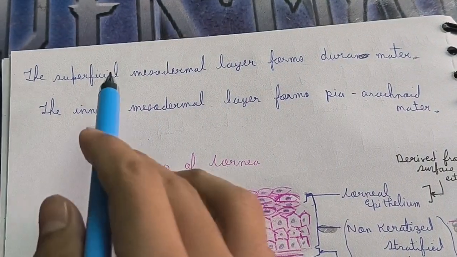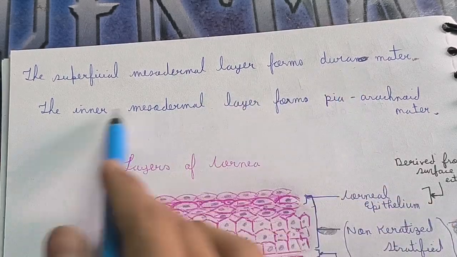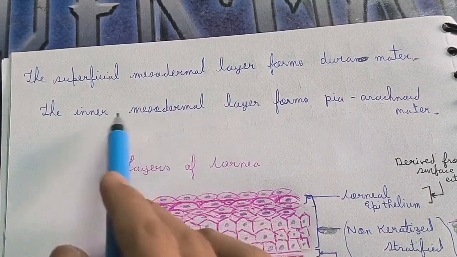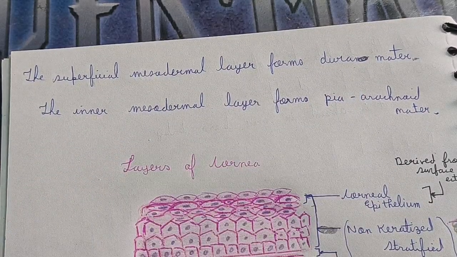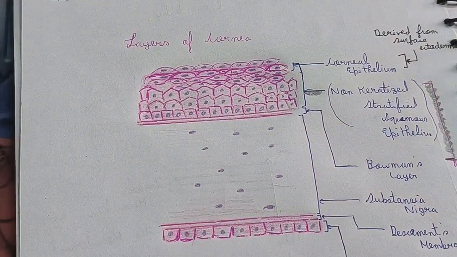For that I have written that the superficial mesodermal layer, or the superficial mesenchyme, forms dura mater, and the inner mesodermal layer, or the inner mesenchyme, forms pia mater. Now, here these are the layers of the cornea.